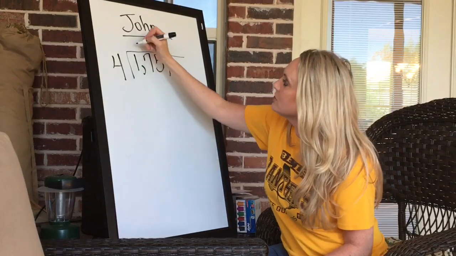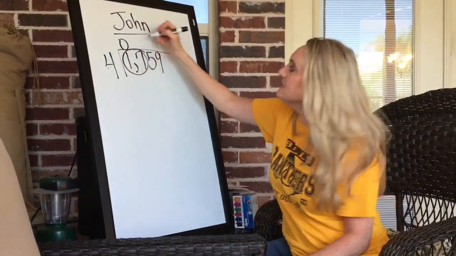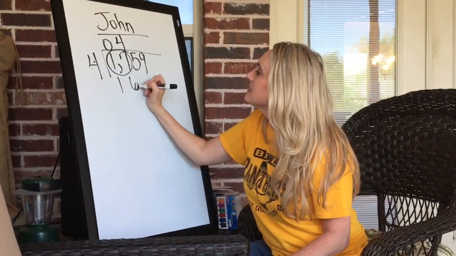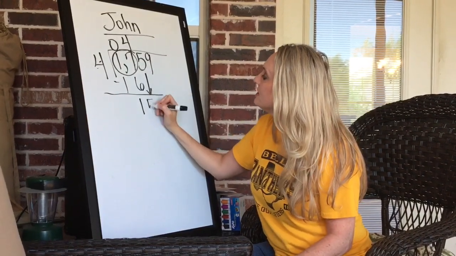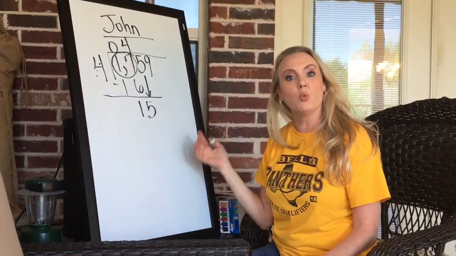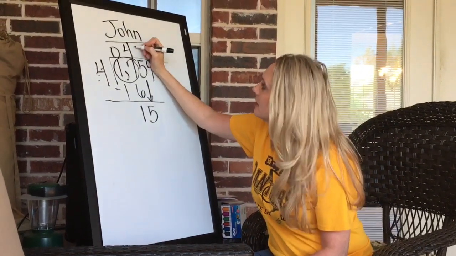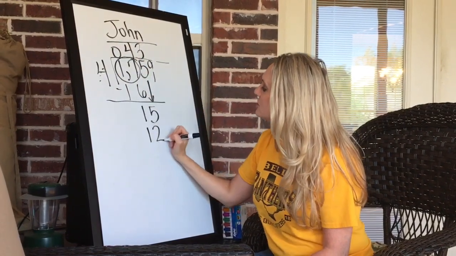4 cannot go into 1, so we want to hold it with a 0. 4 can go into 17 4 times. 4 times 4 is 16. Subtract, bring down. 4 times what gets me to 15? If I put a 4, that would be too big. So I have to pick a 3. 3 times 4 is 12.